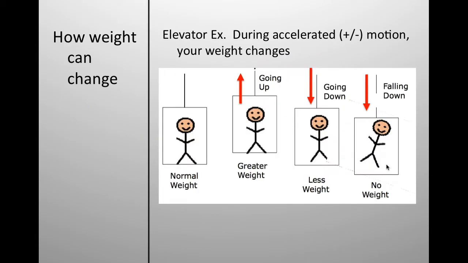Let's look at how weight can change. Here's an elevator example. You have 4 different situations. One situation, you can actually have your normal weight. And this is where you are just standing in the elevator. The second picture over here is where you are going up in the elevator. And this is where you're going to experience a greater weight. When you're going down, you actually feel lighter. And when you are falling down, so let's say that the elevator broke, you would actually have no weight.